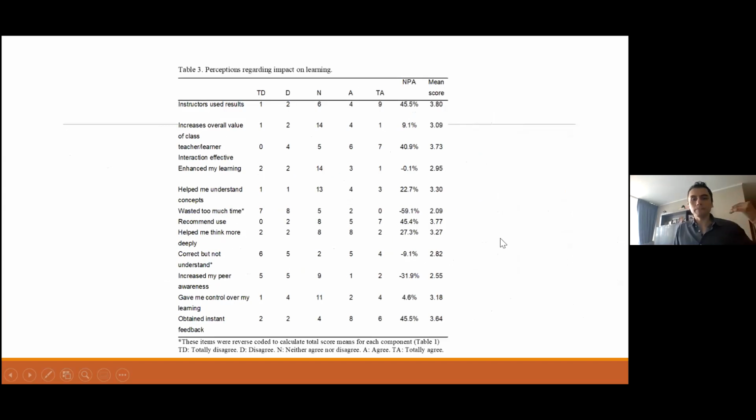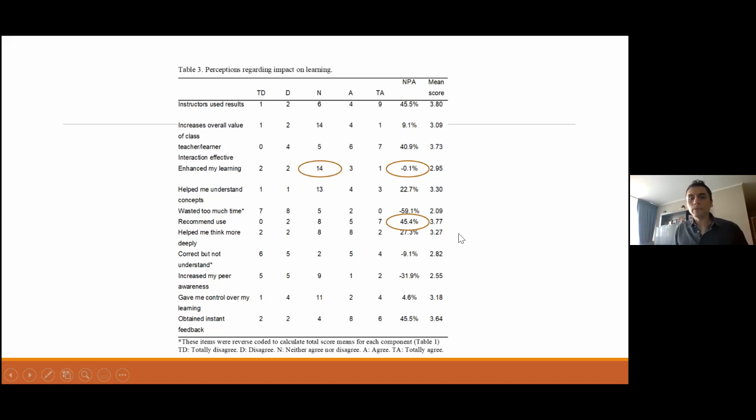In terms of perceptions regarding the impact on learning, I'll show you some examples of this. They believed that they were quite neutral when they connected the application to learning. As you can see here, 14 participants said that they didn't really think that it enhanced their learning. They didn't think that it hindered their learning, but they were quite neutral when it came to the impact of the application on that component.